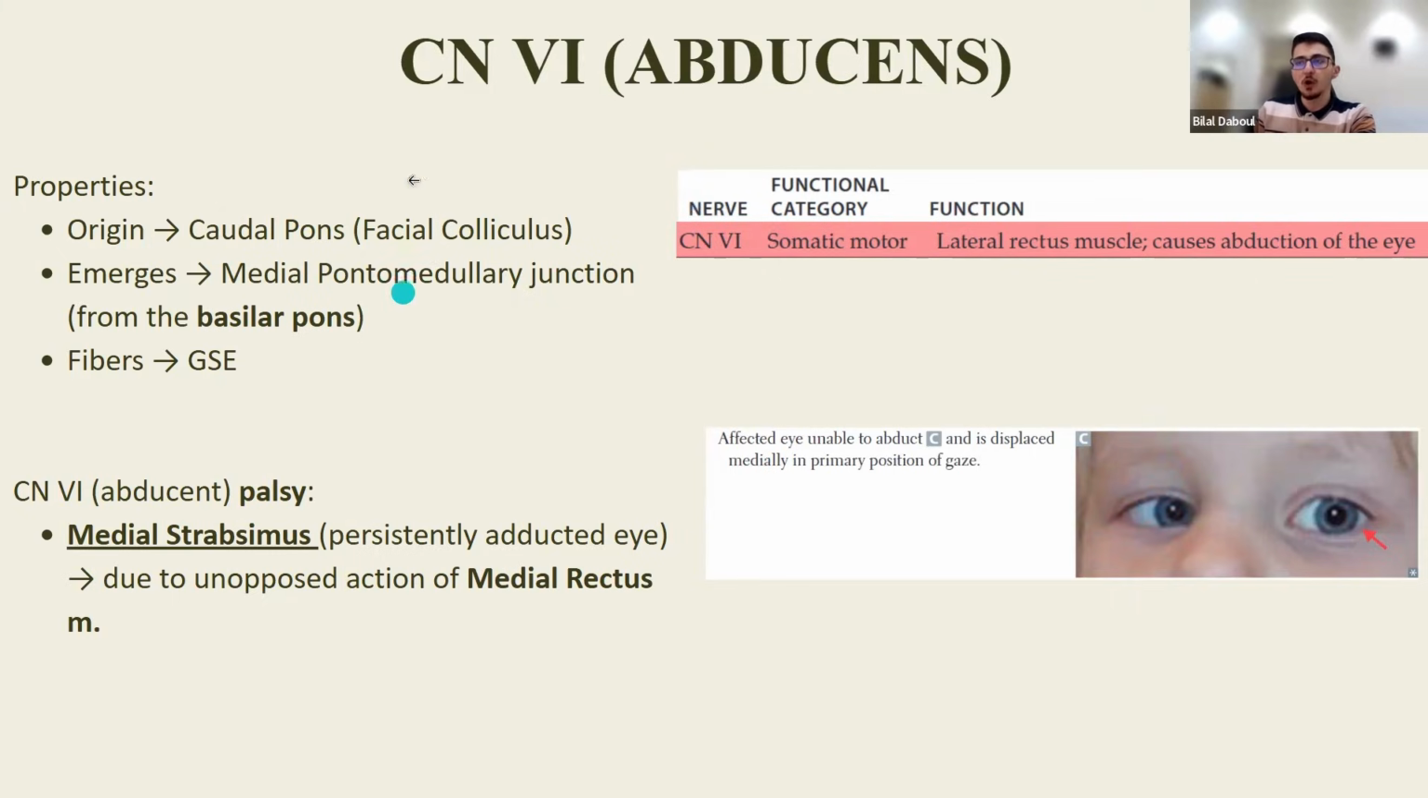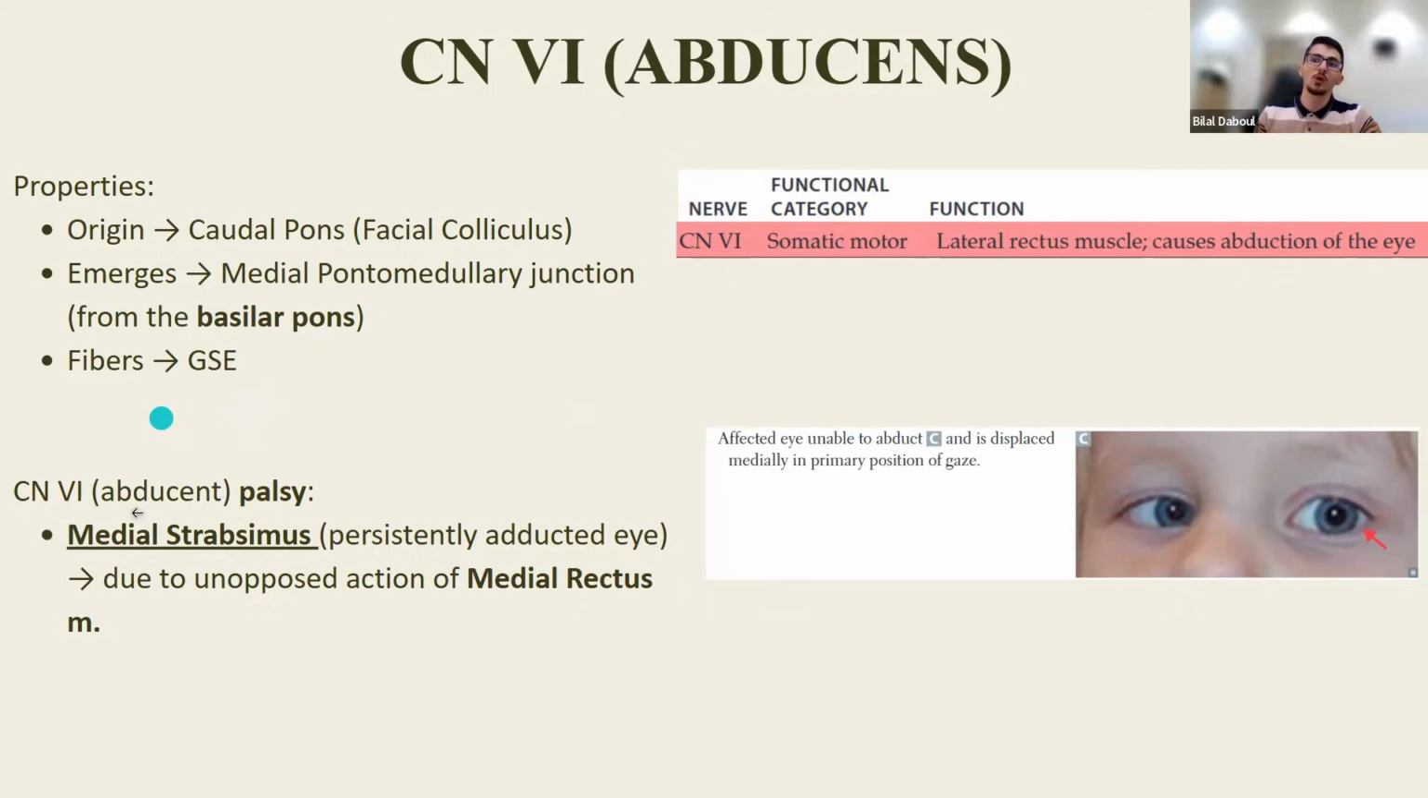It arises from the caudal pons at the level of the facial colliculus. Again, it emerges from the medial most aspect of the pontomedullary junction. Because again, remember, somatomotor nuclei are medial. They're dead midline, okay? Supply to the lateral rectus muscle causes abduction of the eye from the basal pons. So if you have a basal pons lesion, especially when you're talking about the medial aspect, you would expect medial strabismus or abducent nerve deficits. Okay, fibers purely general somatic efferent.